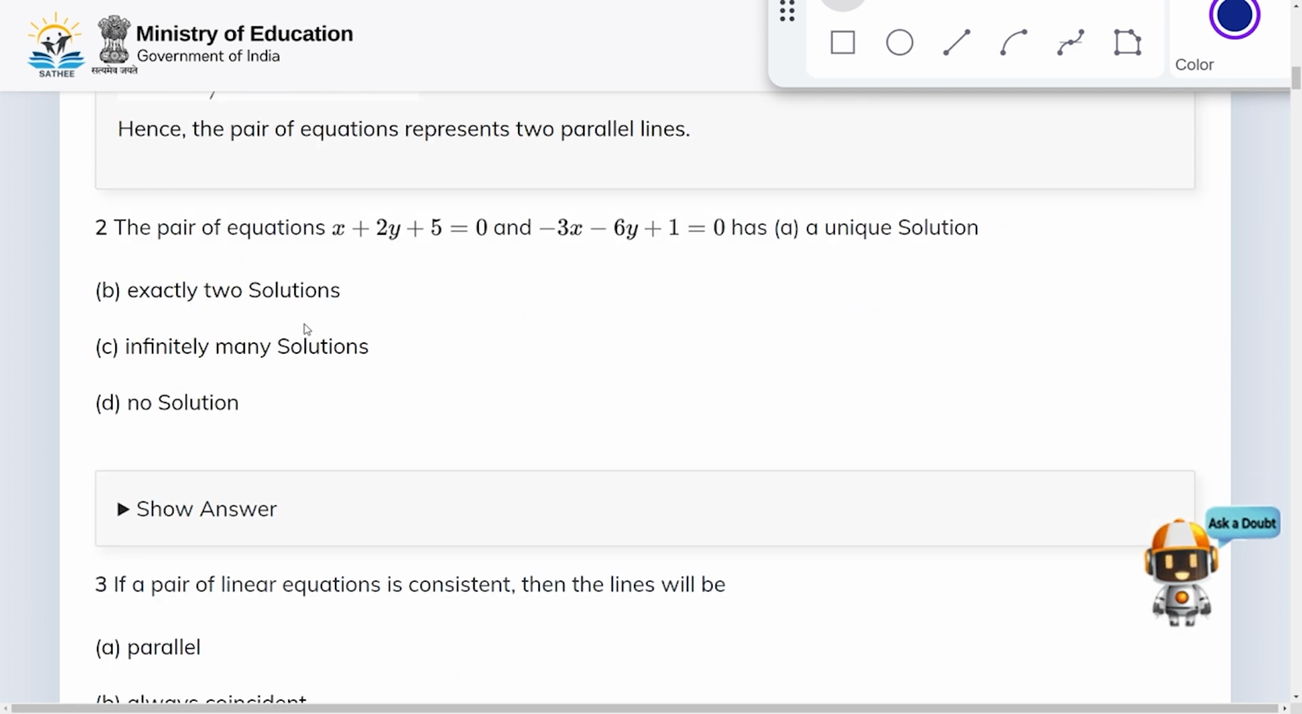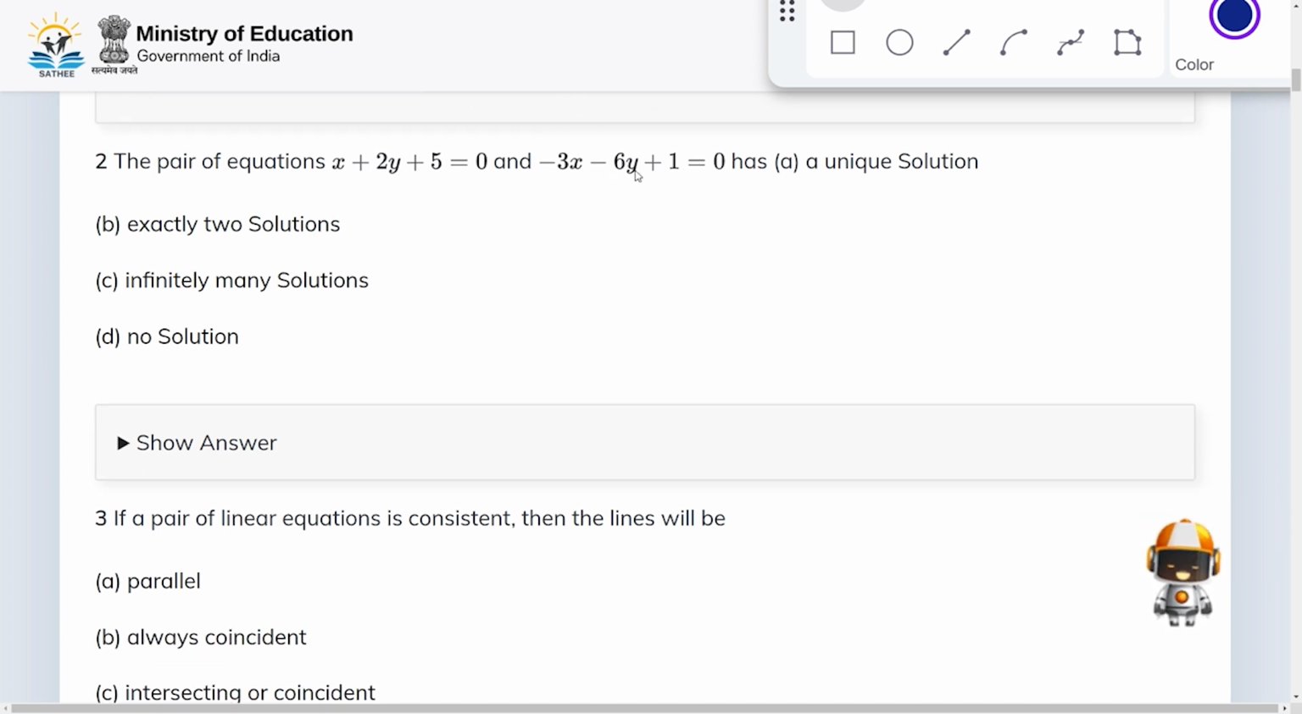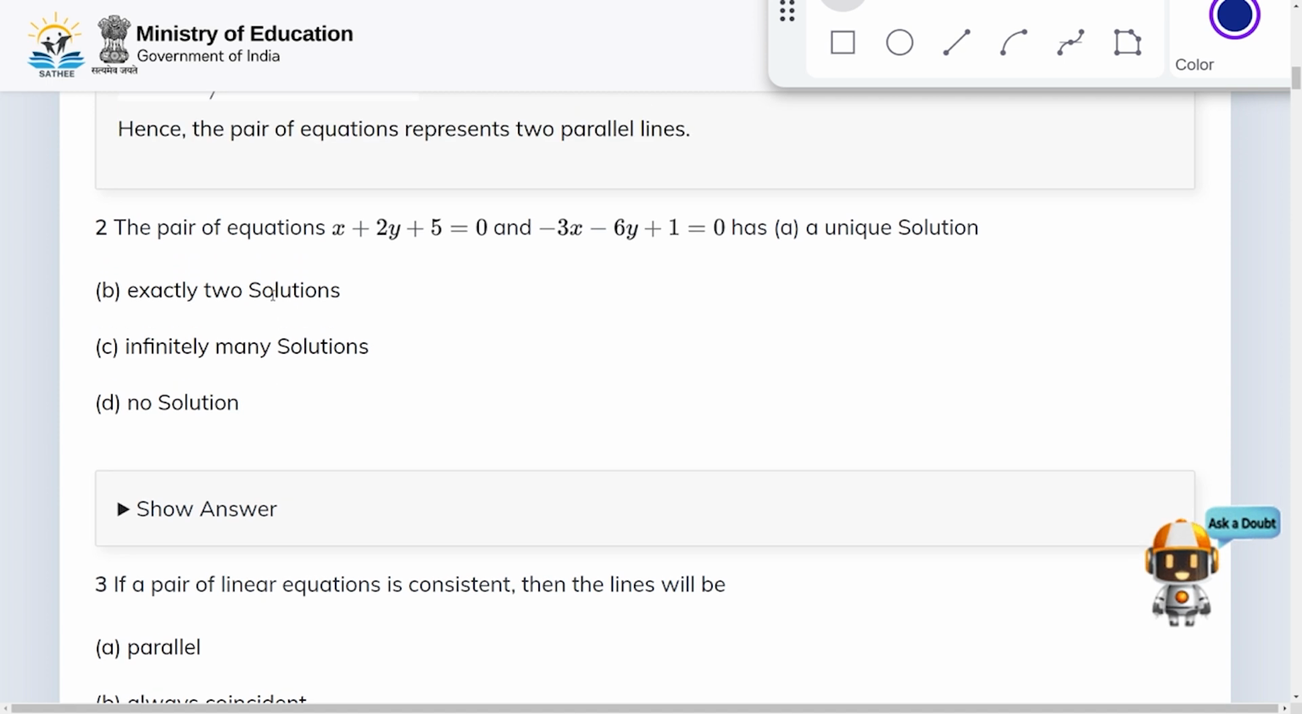In the next question, we have the pair of equations x plus 2y plus 5 is equal to 0 and minus 3x minus 6y plus 1 is equal to 0, and we are asked which type of solution the pair has. In option A we have a unique solution, in option B exactly two solutions, in option C infinitely many solutions, and in option D no solutions.